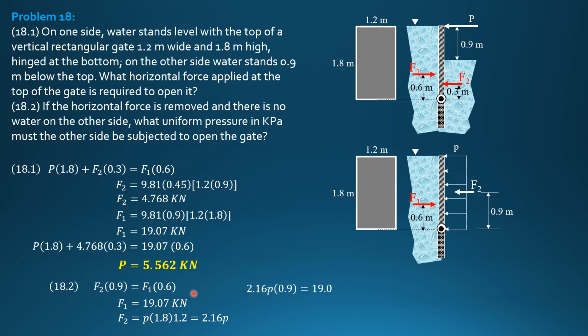Substitute in this equation. 2.16 P times 0.9 equals 19.07 times 0.6. So P is equal to 5.886 kilopascals. That's it.